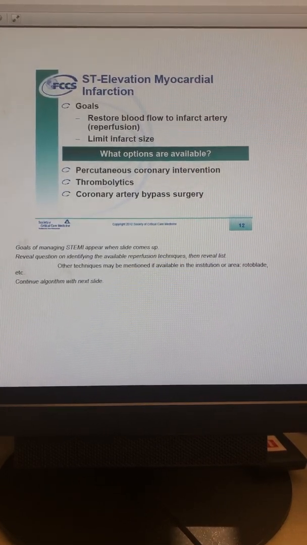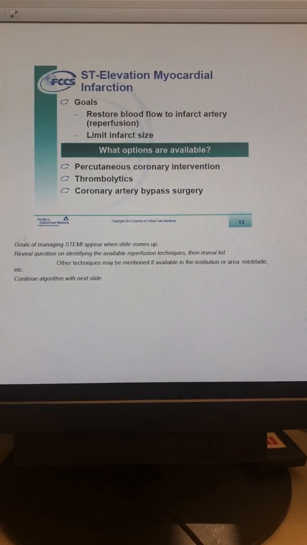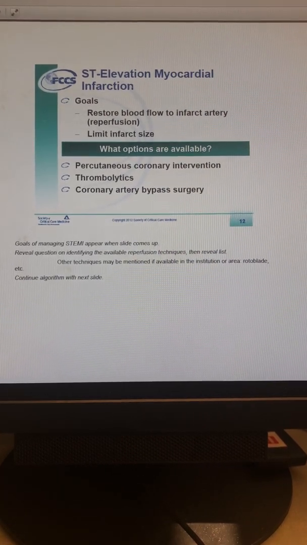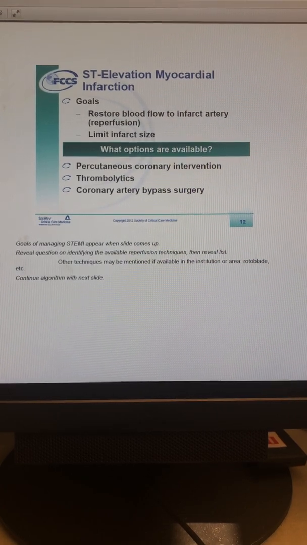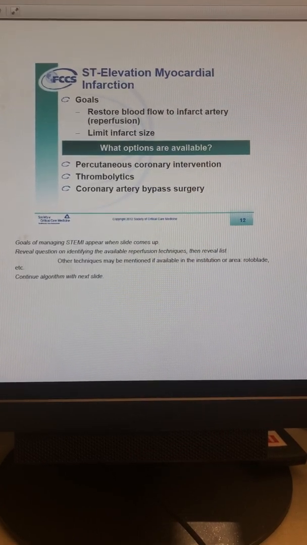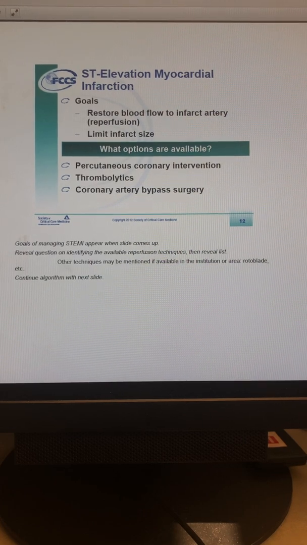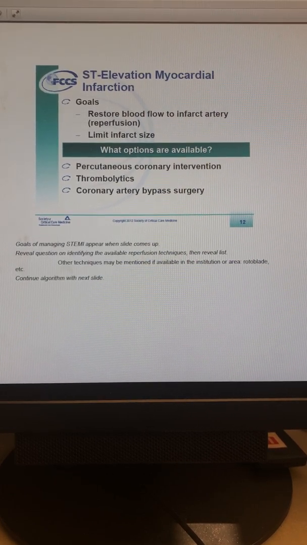And that helps because once you open the artery, you limit the area and the size of that infarct and the damage to the heart. So that's why time is muscle. That's why we have door to balloon time of 90 minutes, because we want to open up the artery as fast as we can.